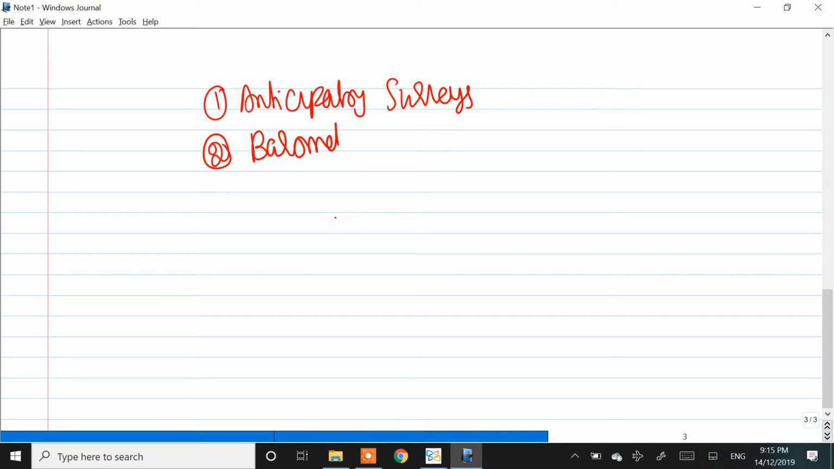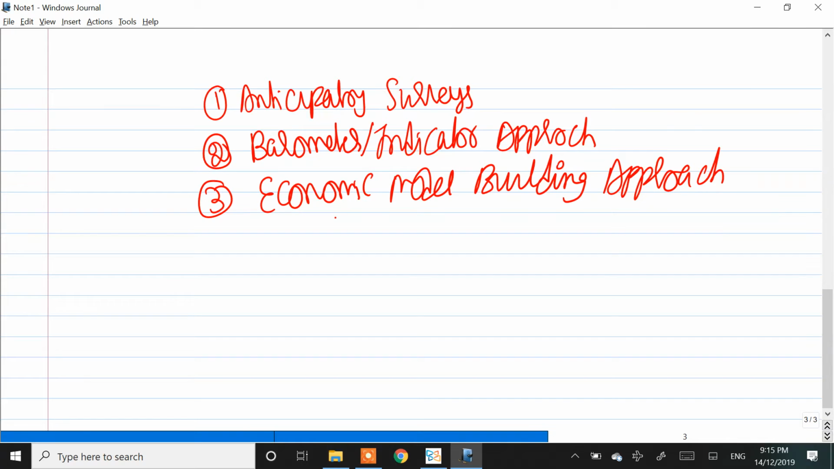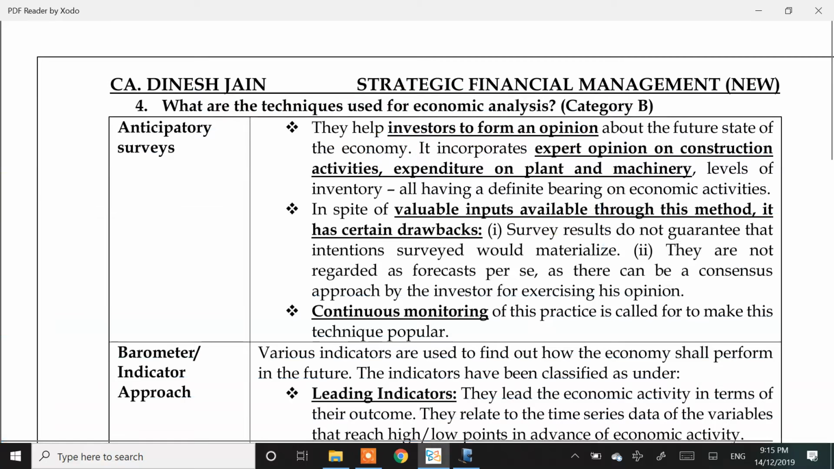barometer or indicator approach. This is the second technique which we can use. The third technique which I may end up using is the economic model building approach. So I have multiple ways of doing this. These are the normally used ways.